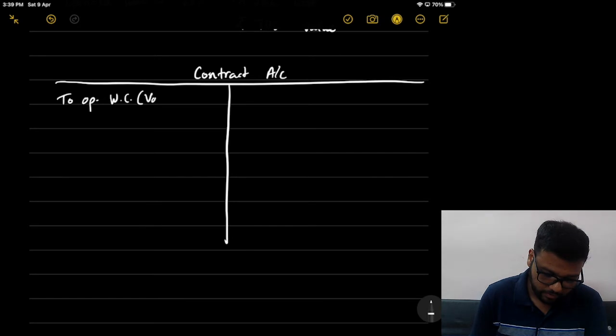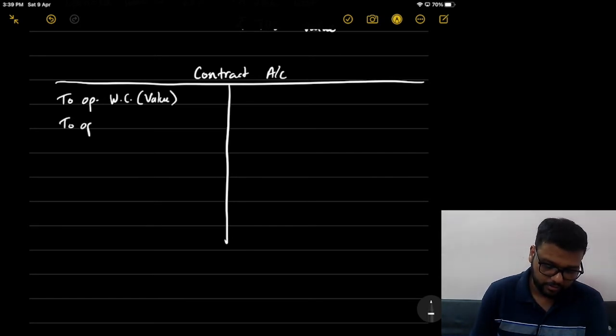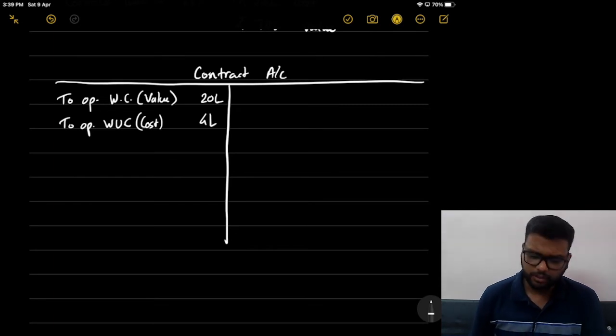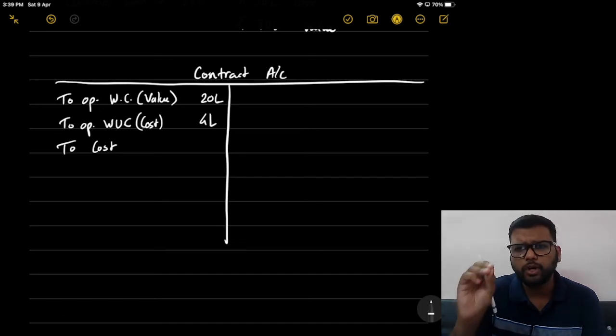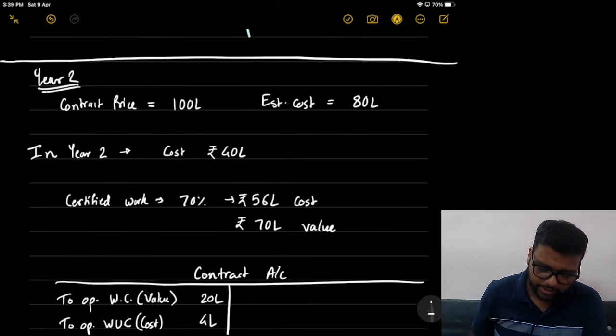Value. Certified, yes. Correct. And uncertified will be at cost, which is 20 lakhs and 4 lakhs. Clear? Fine. Then we'll record this year's cost. Now let's not bifurcate it. It does not matter. What is this year's cost total?